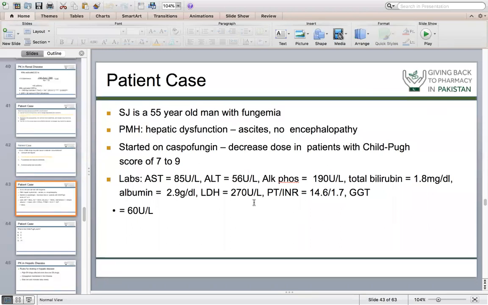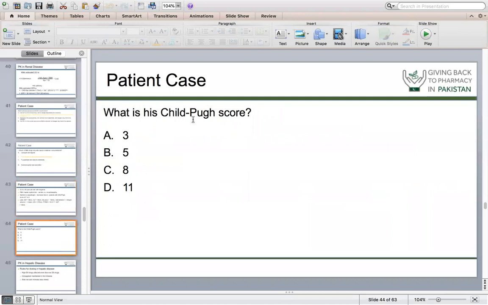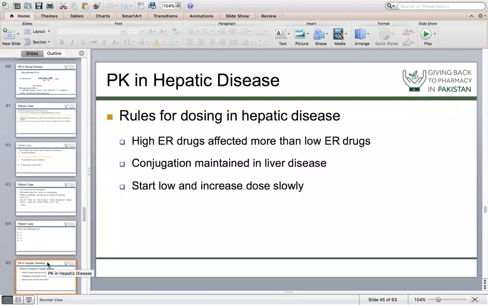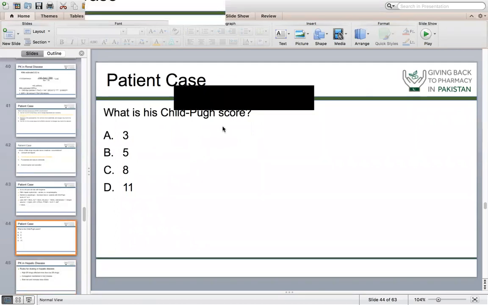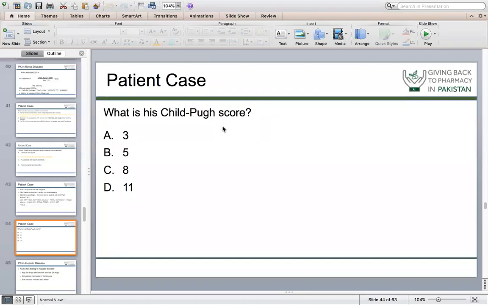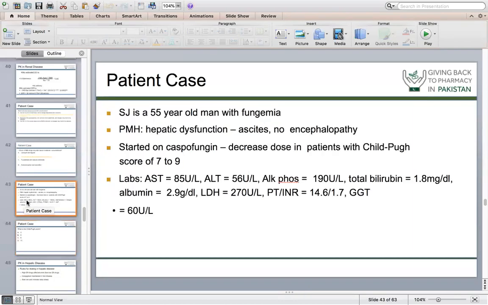There are labs given in this patient case, and we'll see what the examiner is asking us. So what is his Child-Pugh score? We need to estimate his Child-Pugh score. Let's see how we can estimate it. If anybody knows about it, if you want the answer, you can write in the chat box. Okay. Let's see how we can estimate the Child-Pugh score.